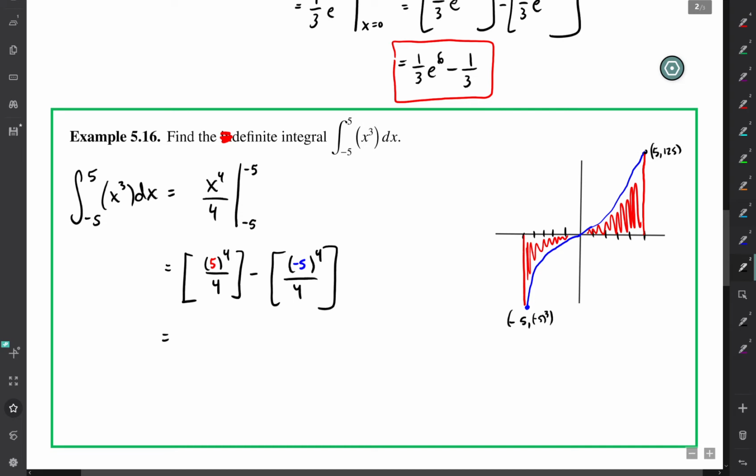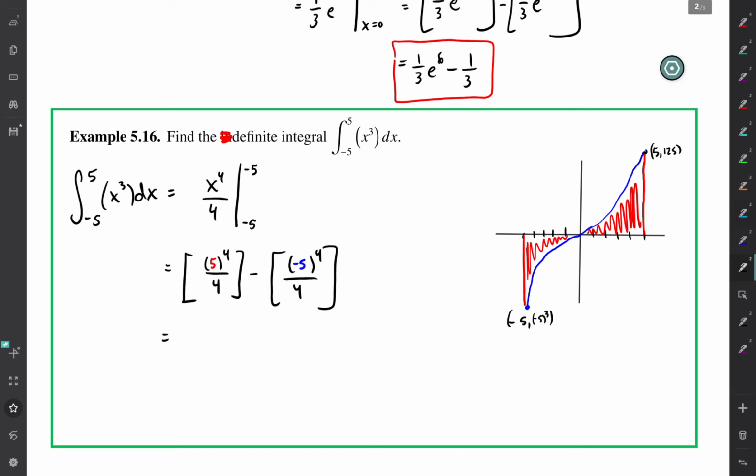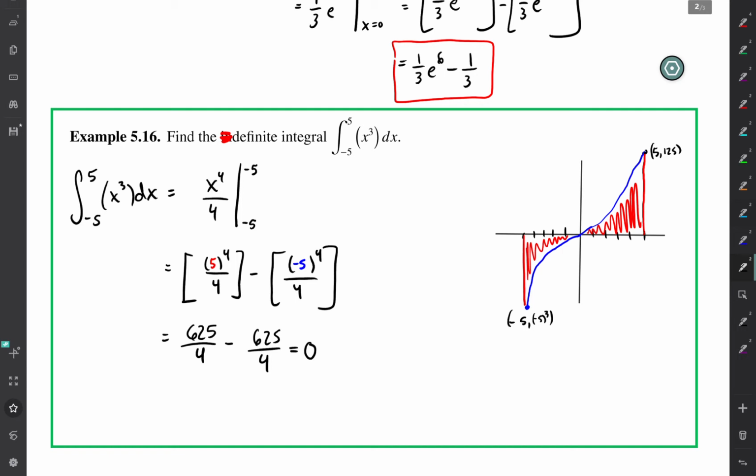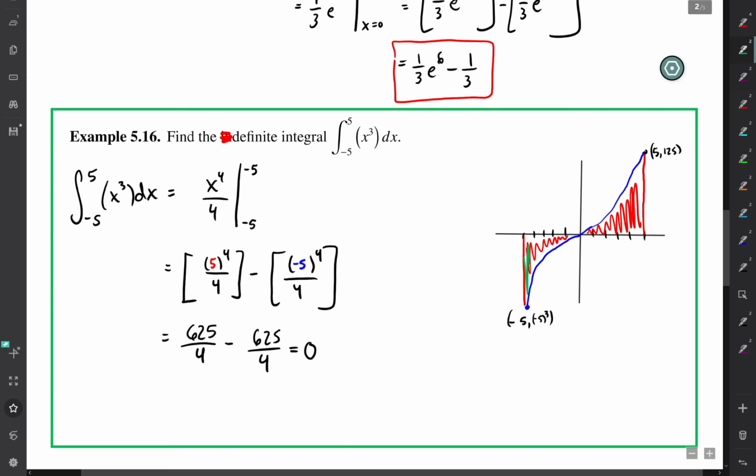And so in that case I get 5 to the 4th, which is, I think, 625 over 4, and then minus -5 to the 4th, which is also 625 over 4. And so we got that the area between the curve and the x-axis from -5 to 5 is 0, and the reason for that is that this first half has area -625 over 4 because it's below the x-axis, and the second half has +625 over 4, and so they canceled out.